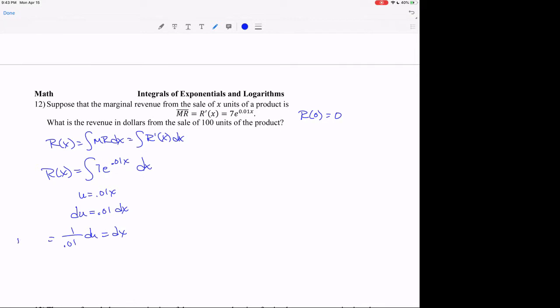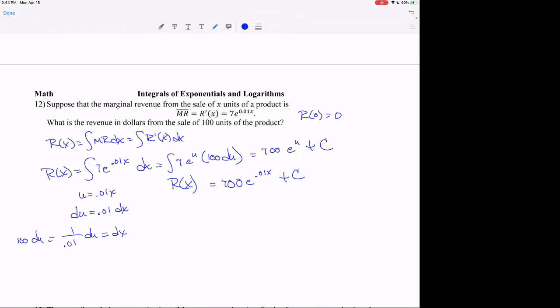Which is 100 du. Okay? So this is equal to the integral of 7 e to the u times 100 du. All right? So that's equal to 700 e to the u plus c. So that equals 700 e to the 0.01 x plus c, and that's r of x.